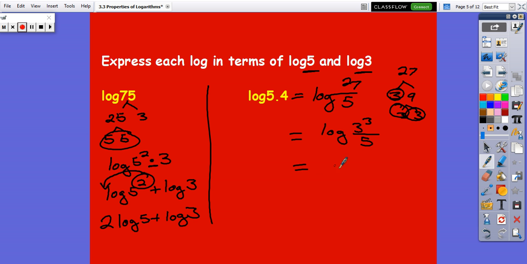And when we divide, we subtract. So it's numerator minus the denominator. And we take the exponent and we bring it out front. And we're done with that.